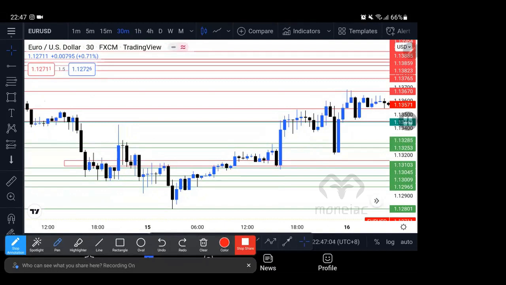So this is the H1 breakout for the sell. So we're gonna look at M30 or drop even lower. So price came like this.